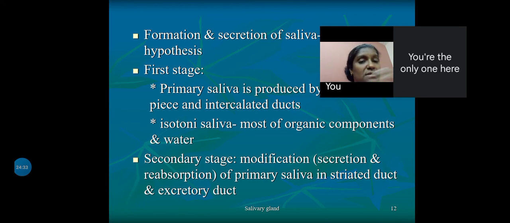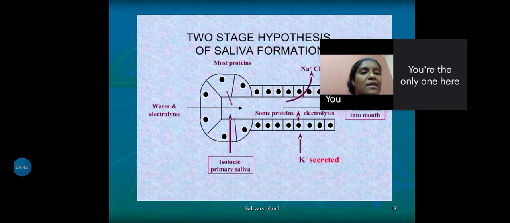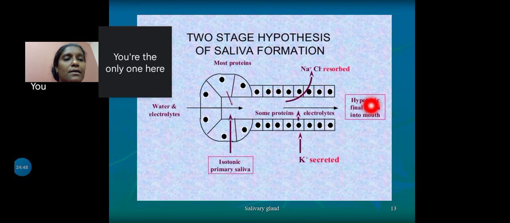So the modification of saliva importantly takes place after the primary saliva, in the striated duct as well as in the excretory duct. You can observe this in the diagram. I've tried to show you a small concise version. Okay, see, this is the acinar component of the cells and this is the ductal component. The acinar component, or the terminal secretory end piece, is responsible for secretion of proteins. Once proteins are secreted, some amount of water and electrolytes are added. This primary saliva will be isotonic in nature.